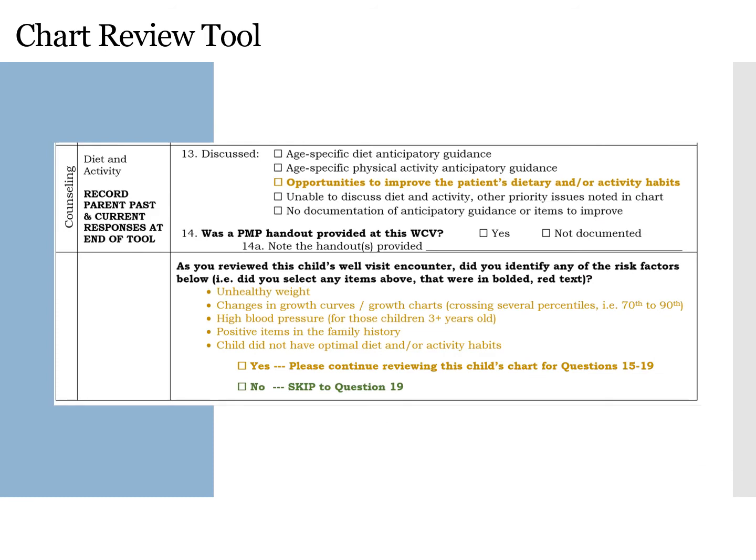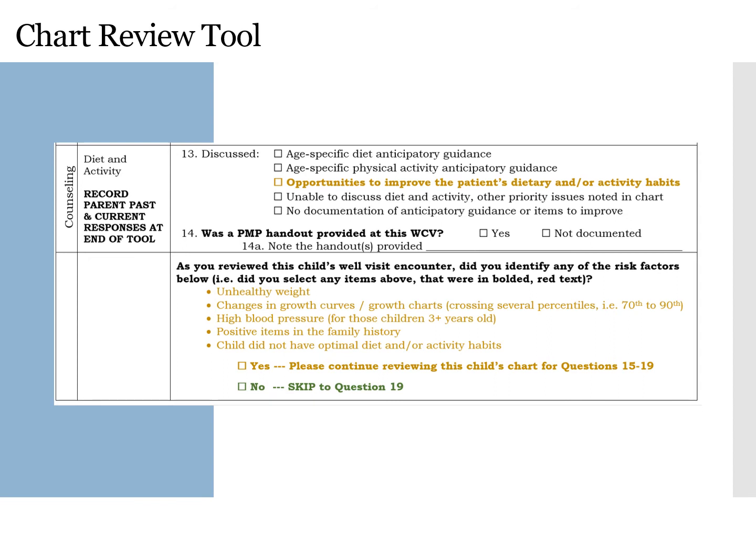This next section looks at your counseling around diet and activity anticipatory guidance, and whether you had documentation for several elements. Age-specific diet anticipatory guidance for physical activity, if you identified through a review of their diet and activity habits an opportunity to improve a specific area, or if you had some sort of notation that other areas or issues became priority and you weren't able to discuss your traditional anticipatory guidance, you can select that fourth box. The final option is that you really didn't have any discussion around anticipatory guidance or items to improve, and you would opt to select that final box.